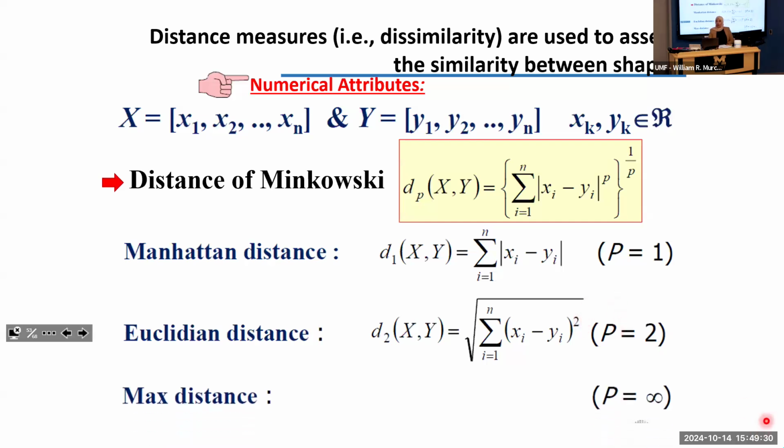Now, if you take your p up to infinity, which is more representative of reality, in this case, how can you imagine this formula?